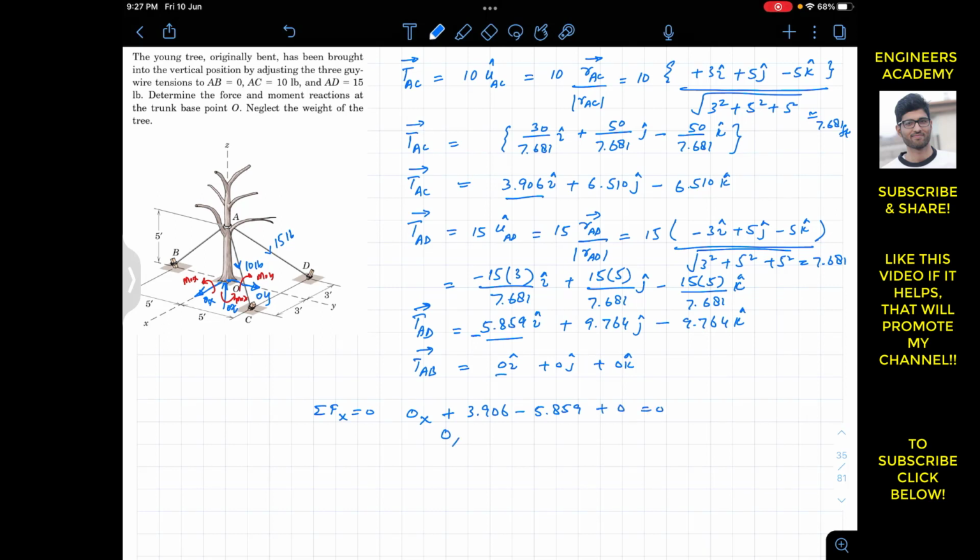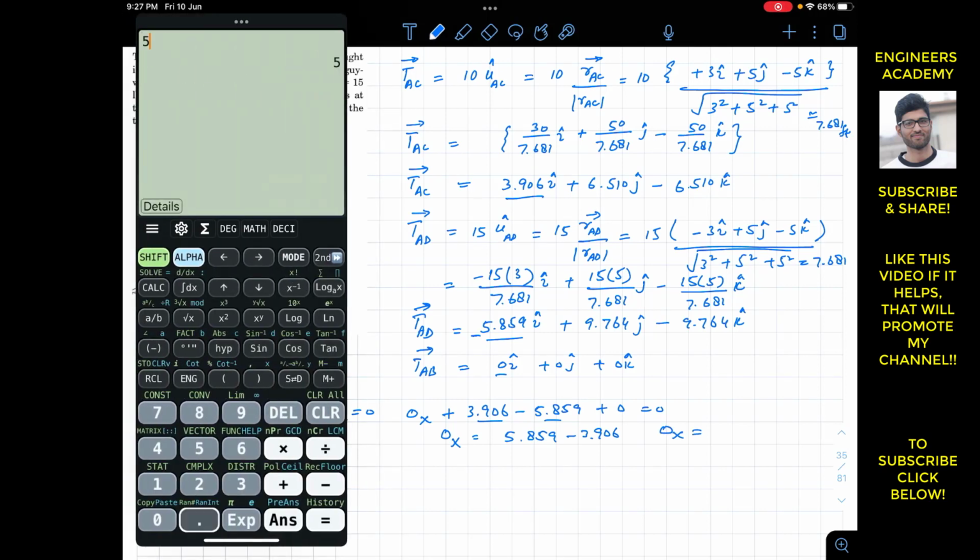And from this we can write that OX is equal to, if we bring these two terms to the other side, their signs will become opposite. So we will have 5.859 minus 3.906. So from this, OX is equal to 5.859 minus 3.906. This gives me 1.953, and this will be in pounds.